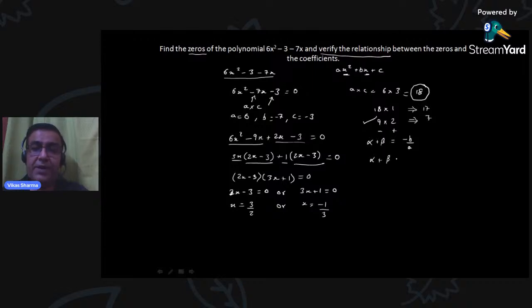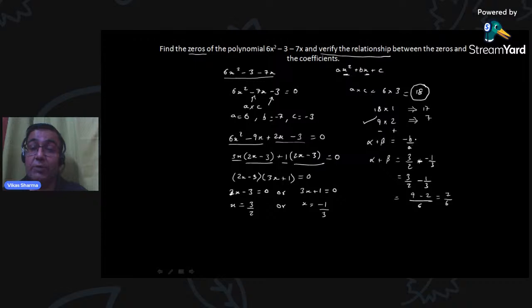So let's find out what alpha plus beta is equal to. Alpha plus beta in this case is going to be 3 over 2 plus minus 1 over 3, or it can also be written as 3 upon 2 minus 1 upon 3. Taking the LCM, we take the LCM as 6. This will have to be multiplied by 3, so we get 3 times 3, which is 9. And this has to be multiplied by 2. So we get it as 7 over 6. So the sum of the two roots is 7 over 6.